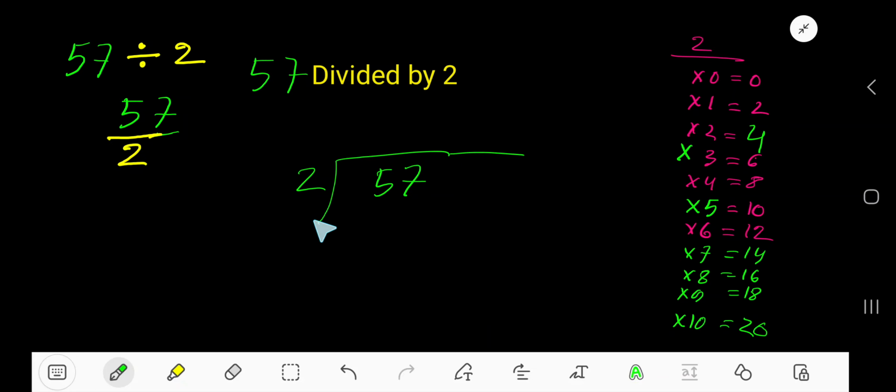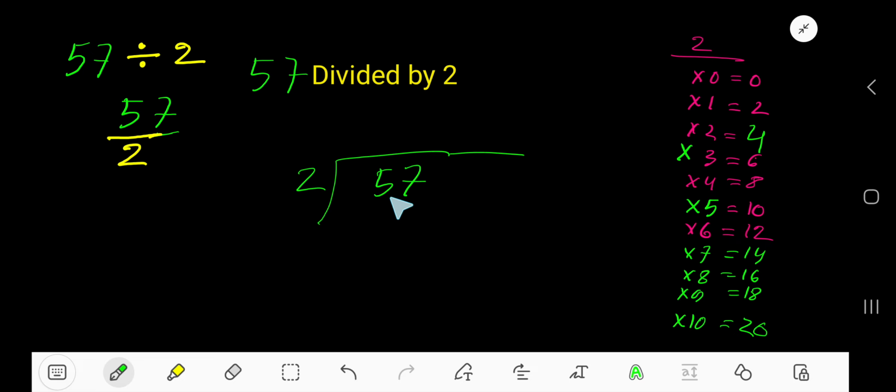57 divided by 2. So look here, 5, from right to left, first digit. 2 goes into 5 how many times? We need the multiplication table of 2. 2 times 0 is 0, 2 times 1 is 2. Just add 2: 2 plus 2 is 4, 4 plus 2 is 6, 6 plus 2 is 8.